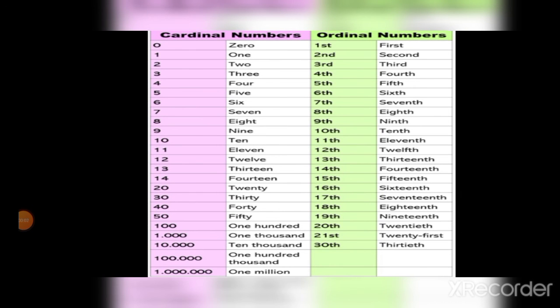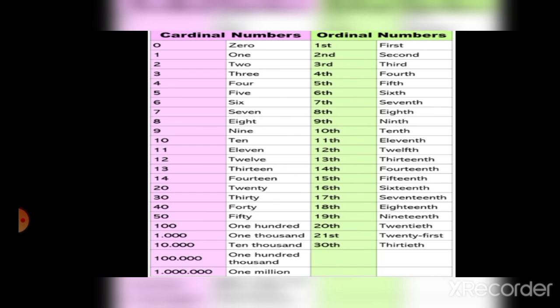Number words like 1, 2 and 3 are called cardinal numbers. Number words like first, second and third are called ordinal numbers. We use ordinal numbers to tell where something or someone is in a series, line or group.